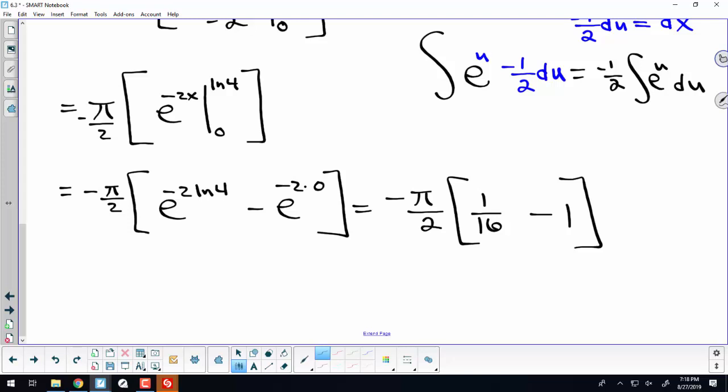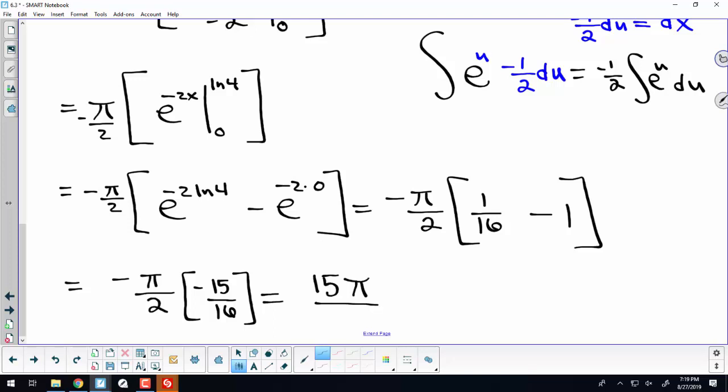Okay, so we got 1/16 minus 1. That gives us a minus 15/16. And so that gives us positive 15 pi over 32. And that's the volume of that region revolved around the x-axis. Does anyone have any questions?